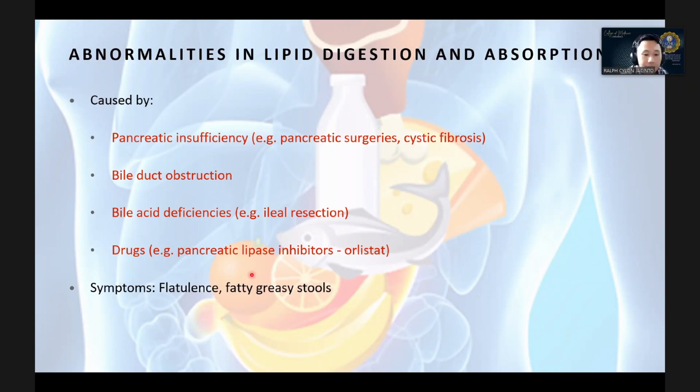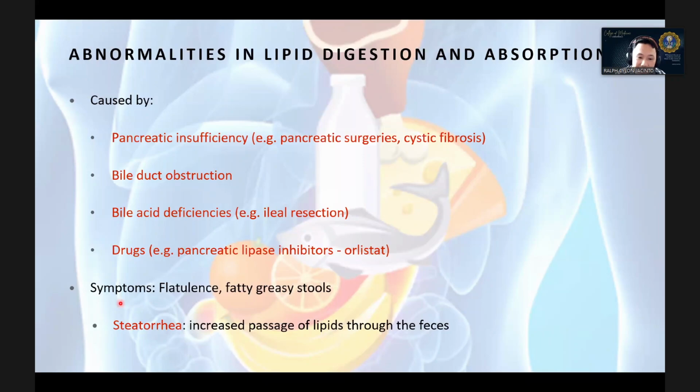So symptoms would be this one. Since you are inhibiting the digestion of your lipids, your lipids will eventually reach the colon unchanged. Once in the colon, they can be acted upon by the colonic flora. Again, fermentation occurs, so you have increased flatulence. The presence of fatty greasy stools is because of the passage of these lipids. This is a condition known as steatorrhea, the increased passage of lipids through the feces. Okay.